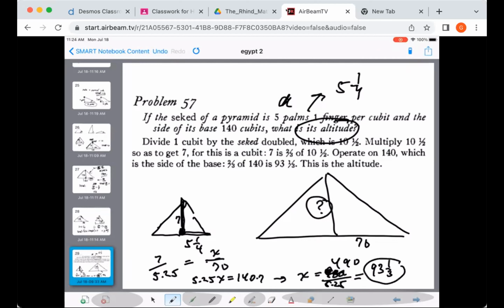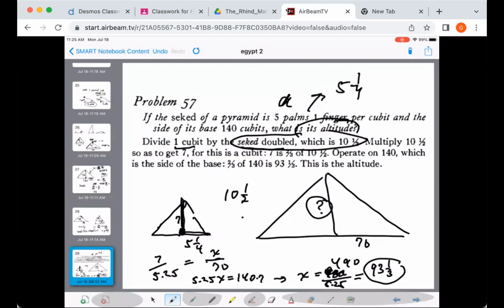Now, they show their steps. They divide 1 cubit by the second doubled. It's more complicated with what they did. I'm trying to even analyze it, which is 10 and a half. Where is that coming from? They doubled the second, so they have 10 and a half, and they divided a cubit. That's strange though. Oh, so the second doubled is 10 and a half, and then they multiply by 10 and a half. It's very confusing what they do. That's why I wouldn't do it that way.